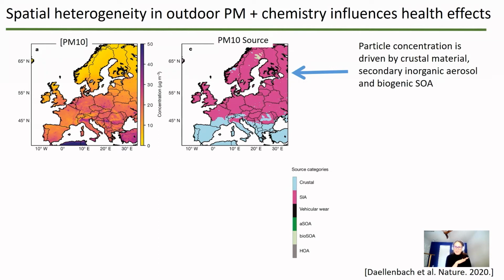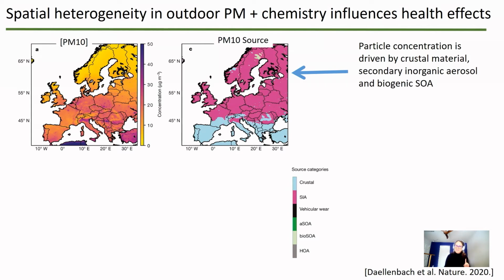So using a combination of measurements and models, what this group did is first looked at the concentrations of particulate matter. And this is PM10, so slightly larger size range than we've been talking about in this workshop. But this PM10 concentration obviously has spatial variability. And when this group looked at the sources of particulate matter, they noted that most of the particle concentration was really driven by crustal material, and then secondary chemistry. So inorganic aerosols, so we're talking about agriculture precursors, and then biogenic secondary organic aerosol.